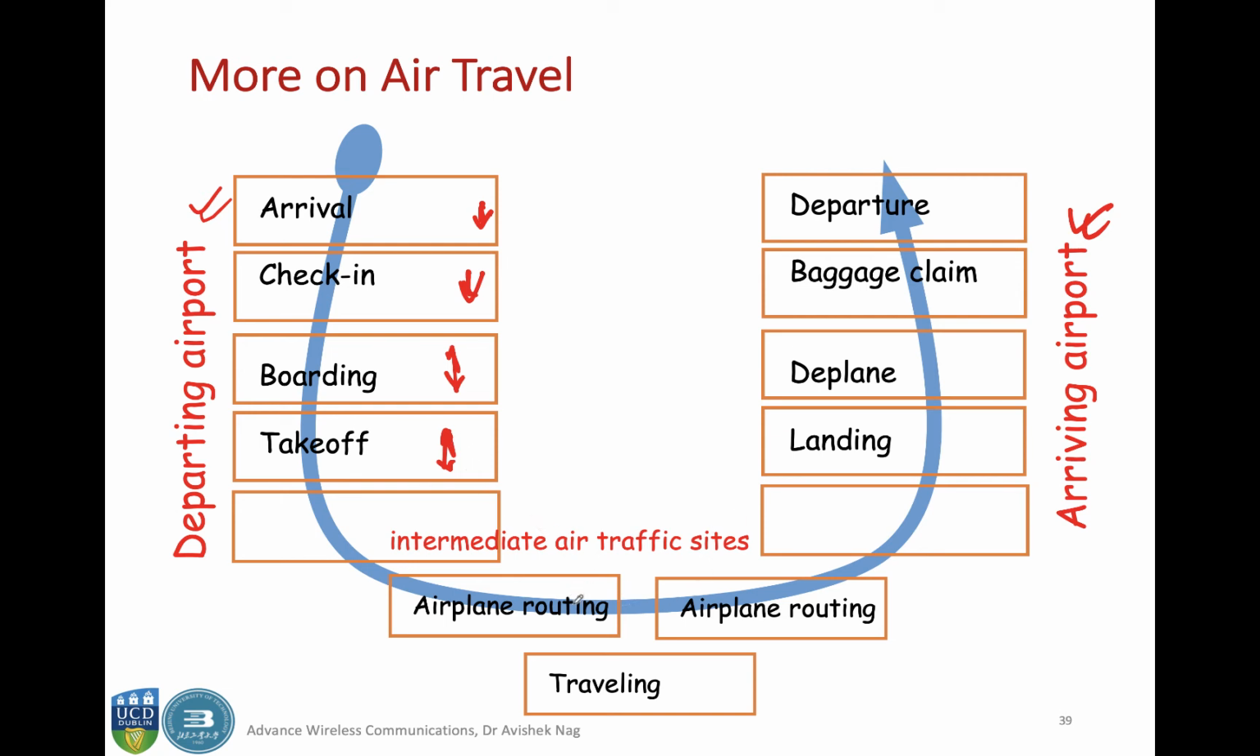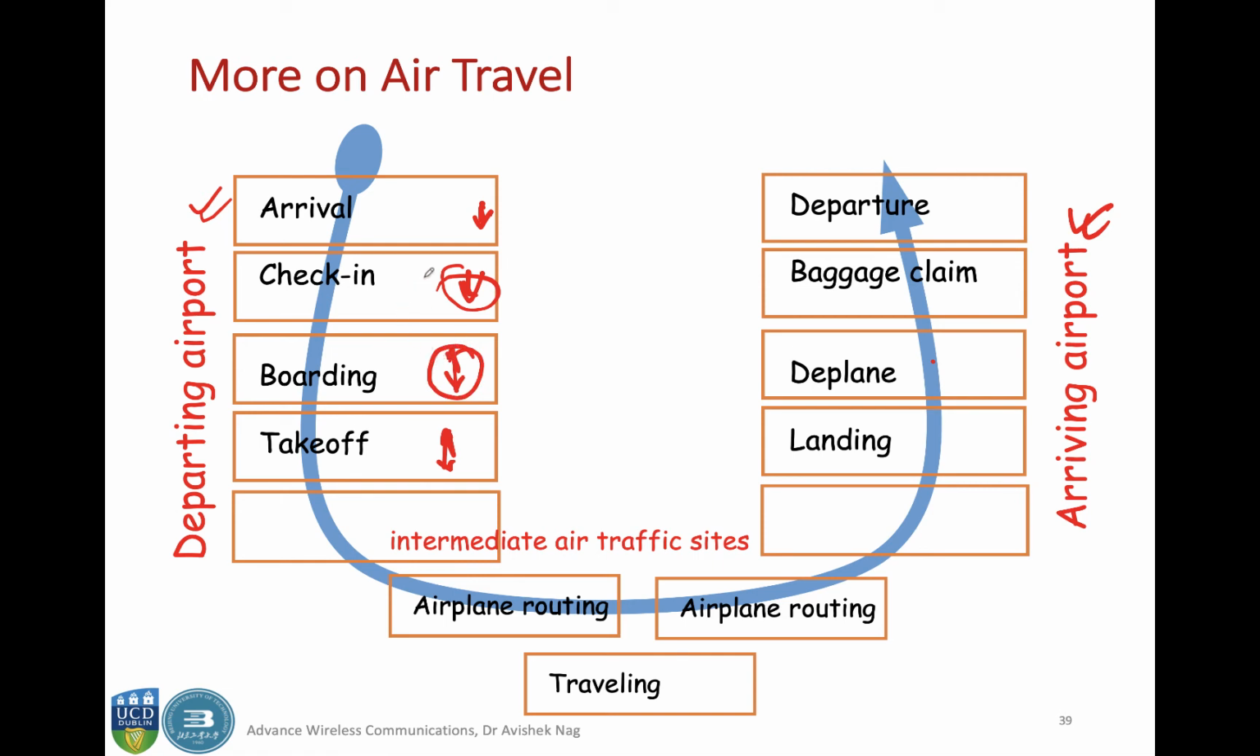You are going through the air, you travel, your airplane is getting routed from one place to another in the air. And then finally you land, and then you deplane, you do baggage claim, and then departure. So you can see that every layer has its own set of definite rules, and they are independent of each other. The check-in people are doing a different set of rules than the boarding employees and so on.